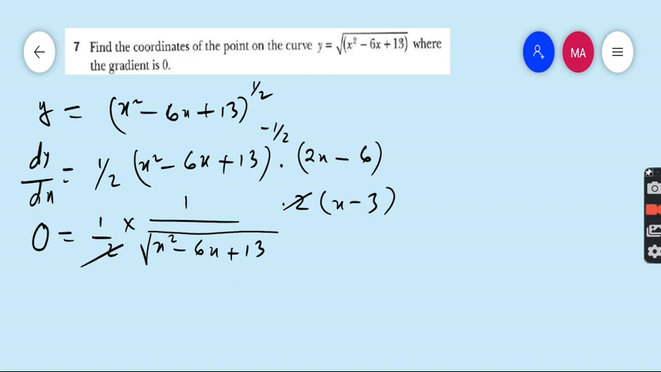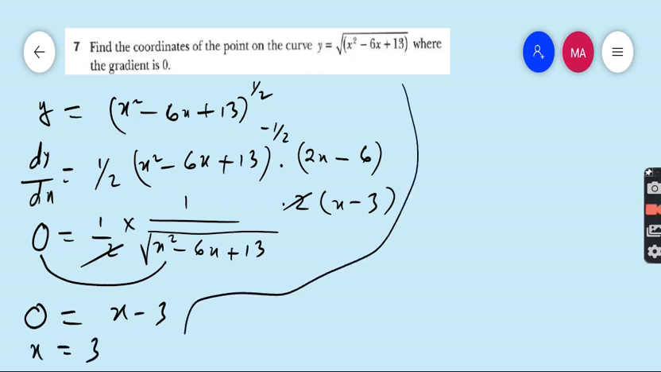Now this square root of x square minus 6x plus 13 is divided over here, so it should be multiplied by 0 on the other side. So the answer is 0. x minus 3 equals 0. Shift minus 3 to the other side, it will be 3. So the value of x is 3. Put this value of x equals 3 in the question and you will find the value of y. So y equals x square, that is 3 square, minus 6 into 3, plus 13, under the square root.